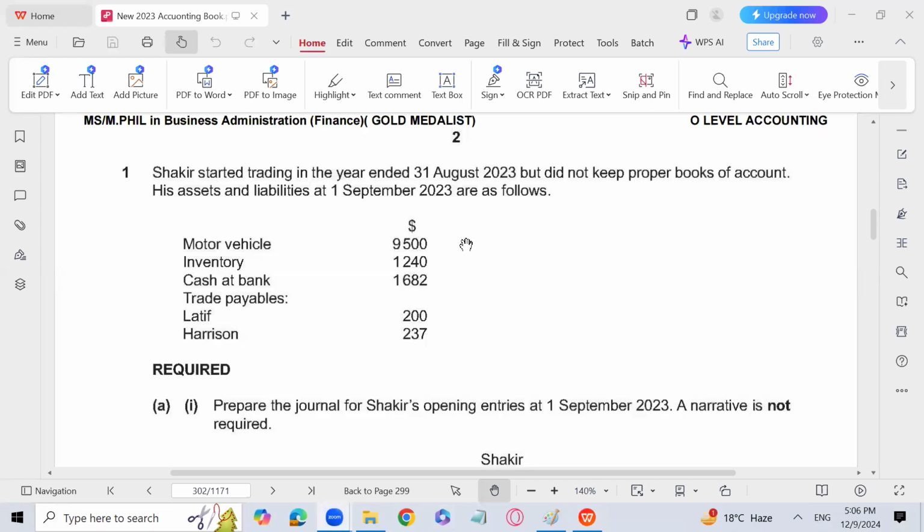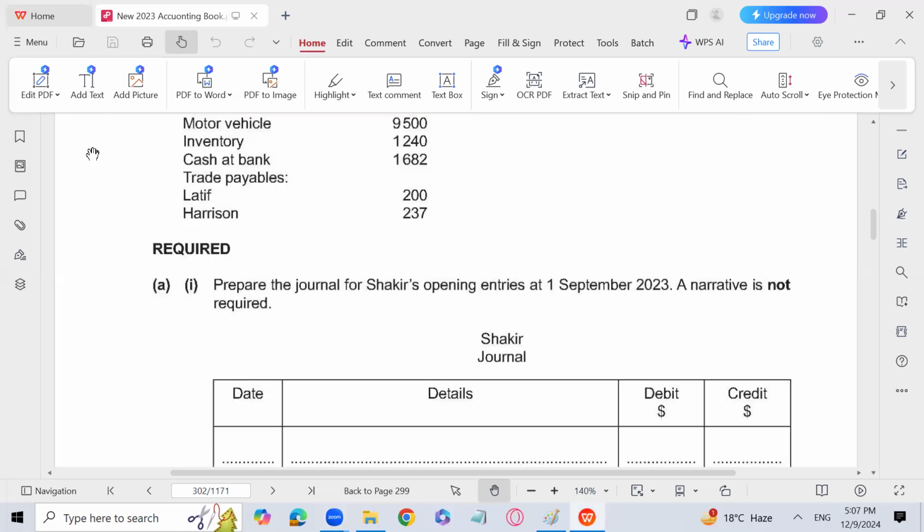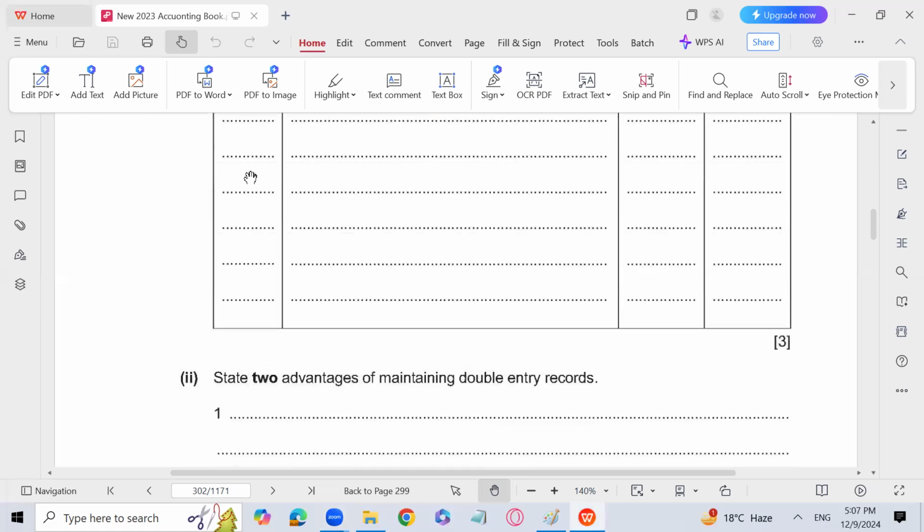Today we are going to solve a question from O-level accounting 7707, a cash book question, which came in October November 23. Shakir started trading in the year ending 31st August 2023, but did not keep proper books of account. His assets and liabilities at 1st September 2023 are as follows: motor vehicle, inventory, cash at bank, trade payables. There are two trade payables, Latif and Harrison. You can add both to write the amount of trade payables.